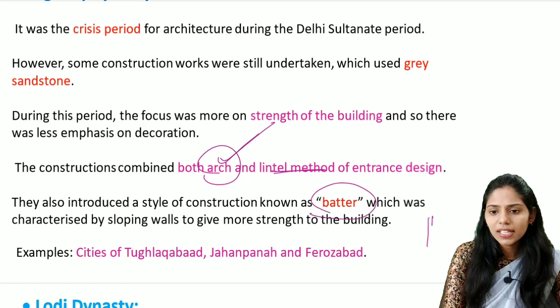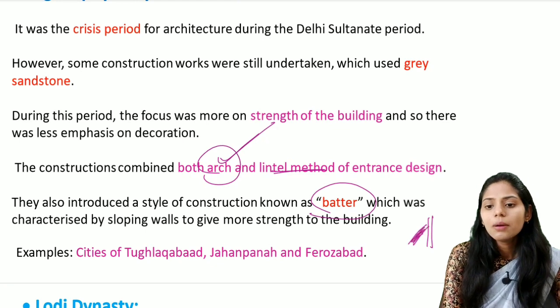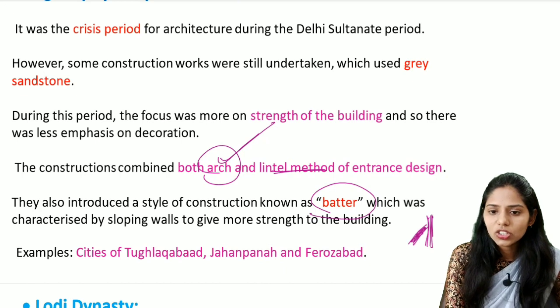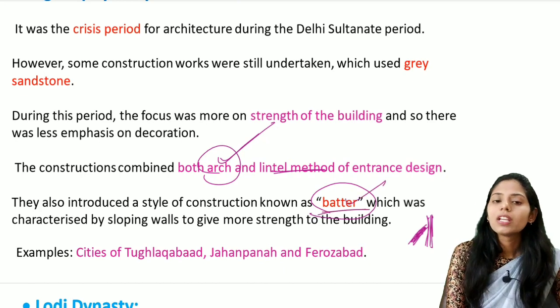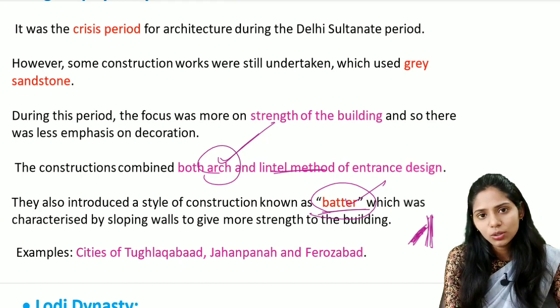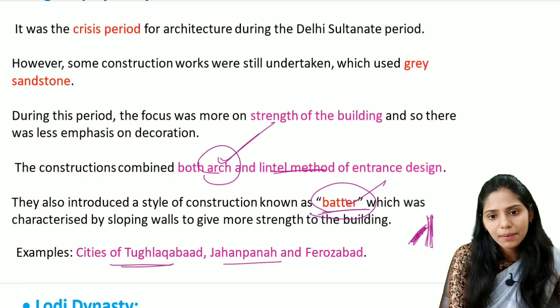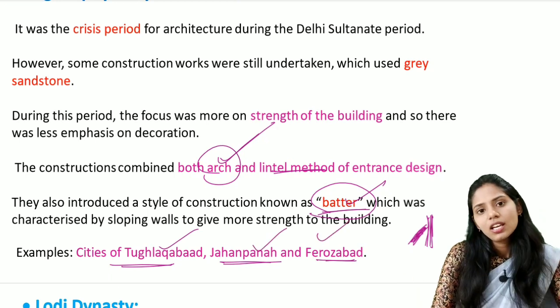If any pillar is raised here, a sloping wall is built mainly to give strength to this pillar. This type of architecture started during the Tughlaq period. It is called a batter. Examples of this architecture during the Tughlaq period were the cities of Tughlaqabad, Jahanpanah, and Ferozabad. These are some of the important cities that come under this period.